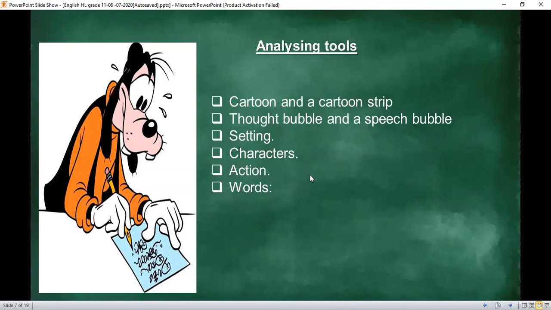So, what is going to assist us in analyzing? We have these tools, which we have to understand: the difference first between cartoons and a cartoon strip. We have to also understand how a thought bubble appears and how to actually identify a speech bubble. Then we know the significance of a setting in analyzing a cartoon strip. And then how do we see action and how does it contribute to what is being conveyed to the audience? And then the words also, because you can't neglect the words. As much as this is visual, the words are also important because they add to the process of meaning making.